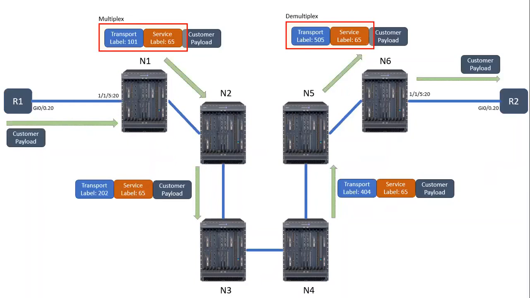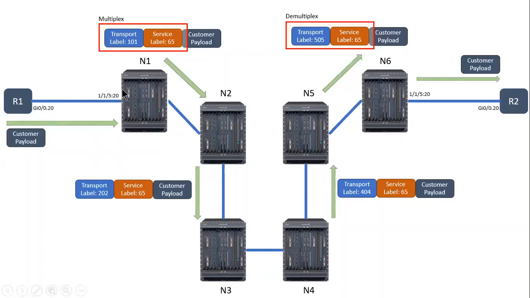And based on the far end of our targeted LDP session, the customer payload will be further multiplexed with a transport label, letting each label switch router, or each router within the MPLS domain, label switch this packet from our ingress label edge router to our egress label edge router, which in our case is N6. So customer payload comes into the SAP. The payload is multiplexed with a service label, then multiplexed with a transport label, creating our label stack, and it egresses to the next hop, which in our case is N2.